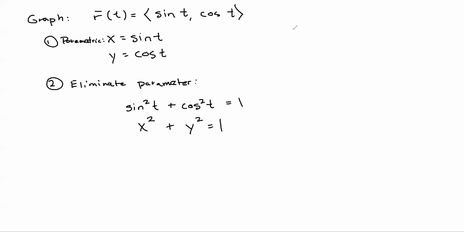And then if we're asked to go through and graph that, how do we graph x squared plus y squared equals 1? Well, that's just a circle, right? And so we can go through and graph that. So it's a circle, in particular of radius 1.